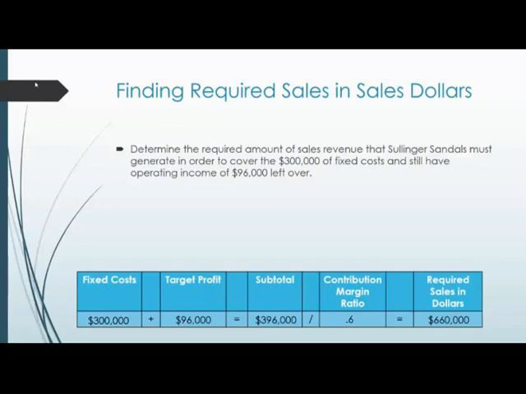So of those sandals we sell, we're going to have to generate $660,000 in revenue in order to cover our variable cost of production, in order to cover our fixed costs, our rent and our insurance, our administrator salaries, and still have $96,000 of profit left over.